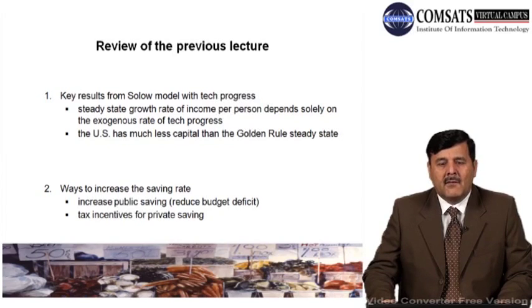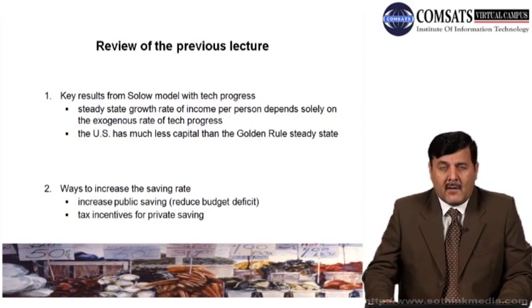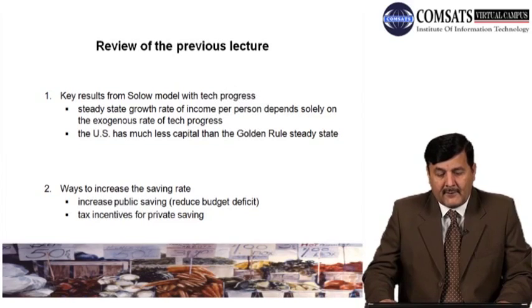So what we have learned in the previous class, we introduced technical progress in the Solow model equation, and then the equation becomes Δk = sf(k) − (n + g + δ)k. So we have added a component of g, the rate of technical progress, and we have seen how, by introducing technical progress, it affects the growth rate of capital, how it affects the growth rate of per capita income in the country, and how it affects the standard of living of the countries.